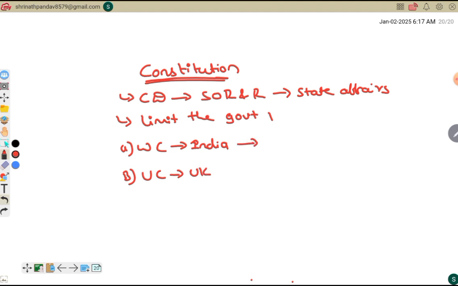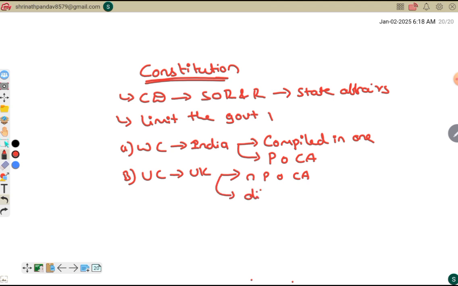Here written implies it is a document compiled in one place and a product of the Constituent Assembly. And when it comes to the unwritten constitution, it is not a product of a Constituent Assembly and has different sources, that is, not compiled into one.